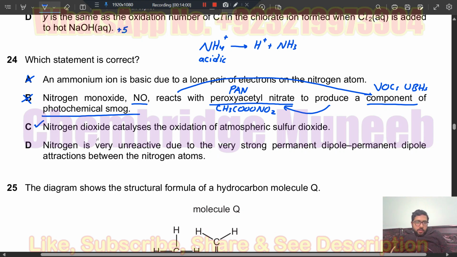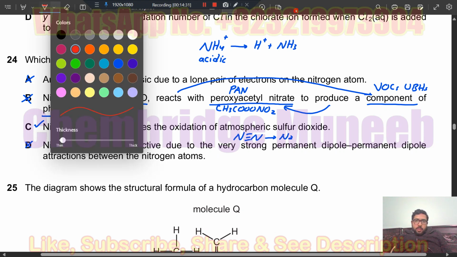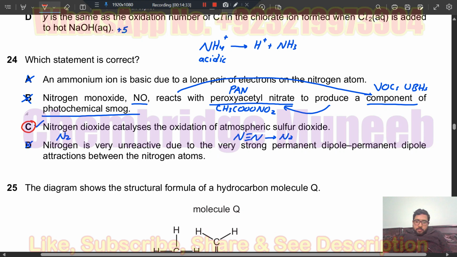And the last is: nitrogen is very reactive due to the very strong permanent dipole attraction. So no, that is not correct. Nitrogen is basically unreactive because of the presence of the nitrogen to nitrogen triple bond. Nitrogen means N2, so this is a molecule of N2, and a triple covalent bond exists between the two nitrogen atoms. That's why it is unreactive. So D is incorrect, and the correct option is C.